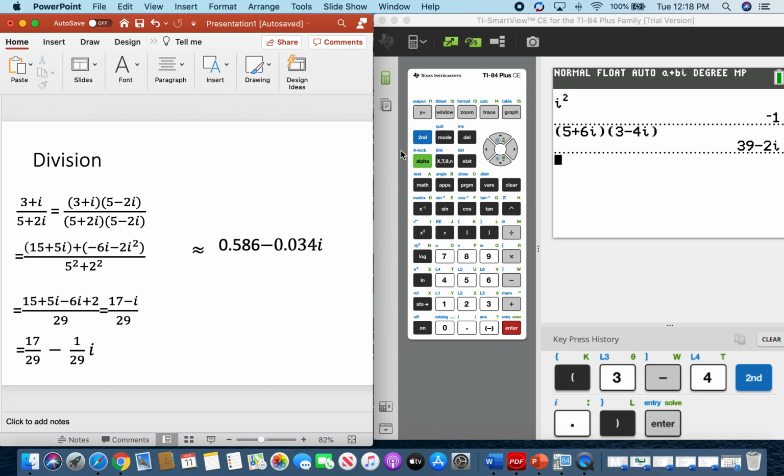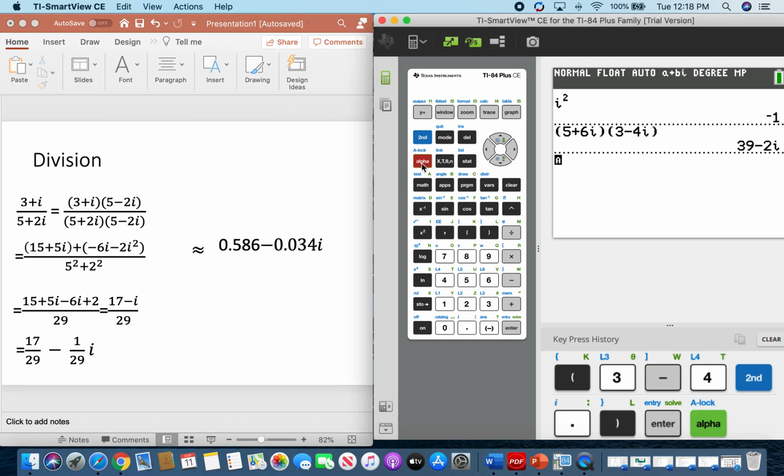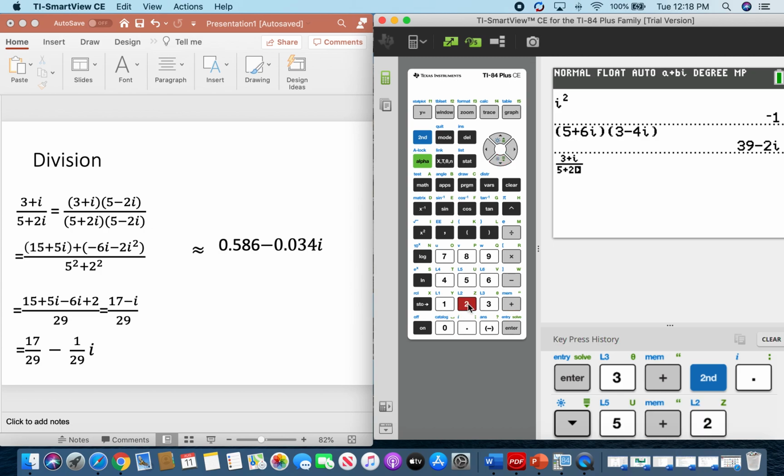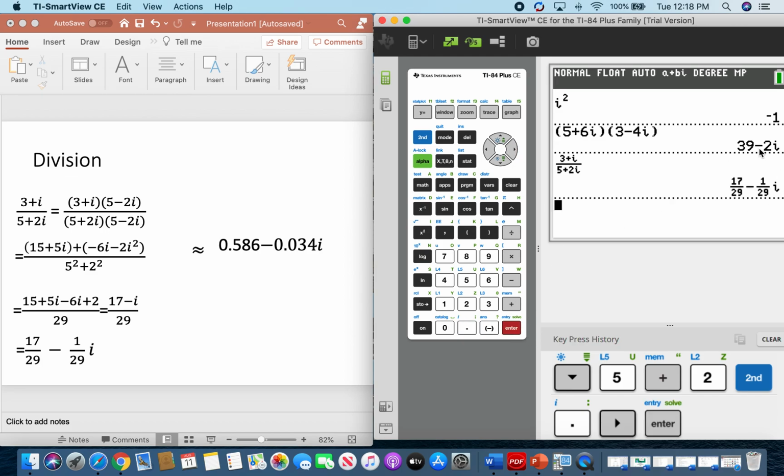So let's see if we would be able to get the same answer when you make use of the calculator. All we have to do is input this in the calculator by pressing alpha y equals, enter, 3 plus i over 5 plus 2i, and then enter. And as you can see, it gives you this answer, which is actually the fractional answer, or in some instances it will give you a decimal value.